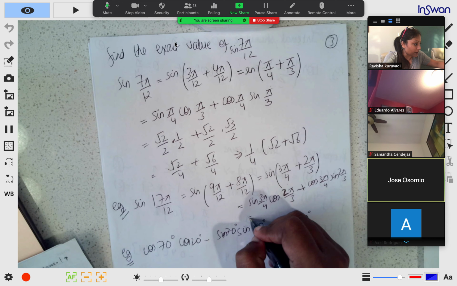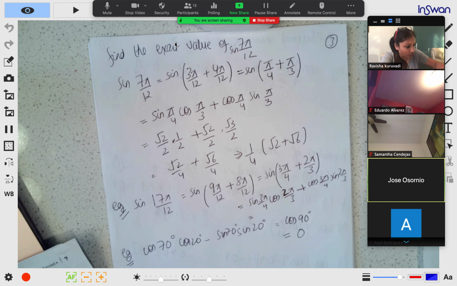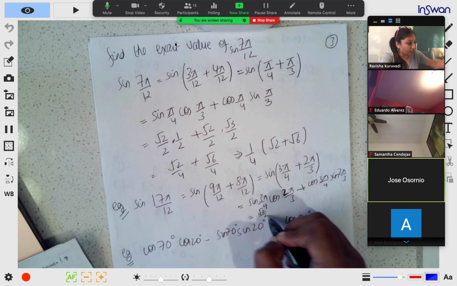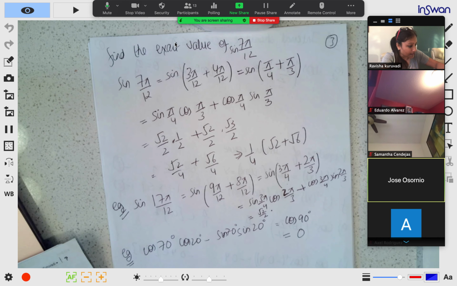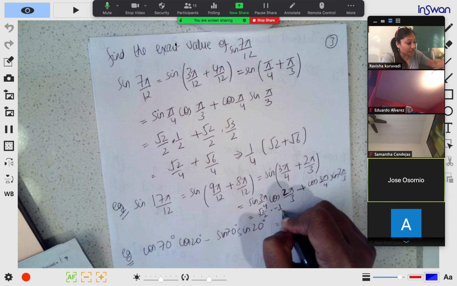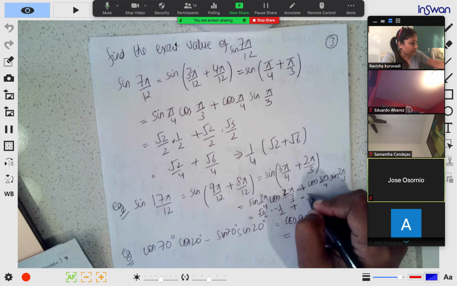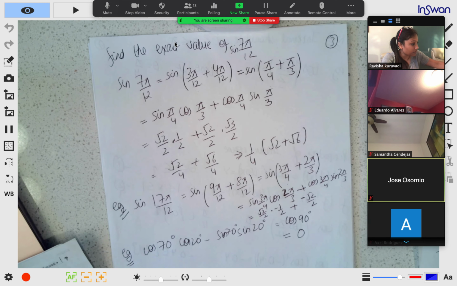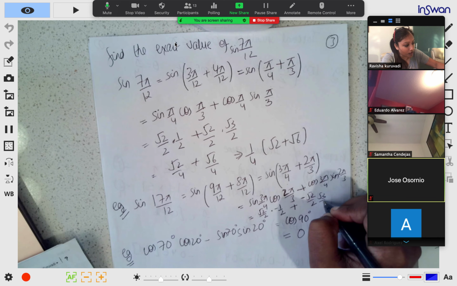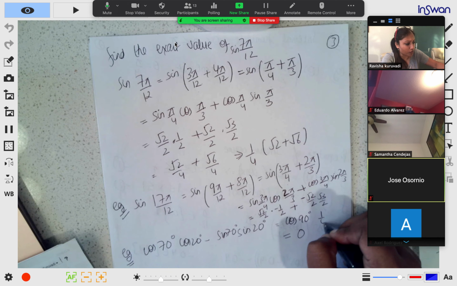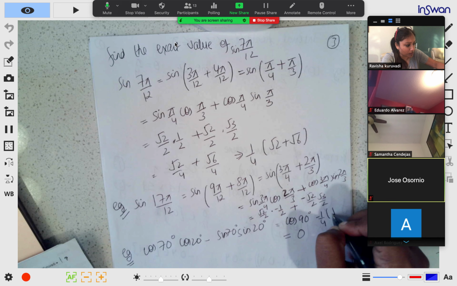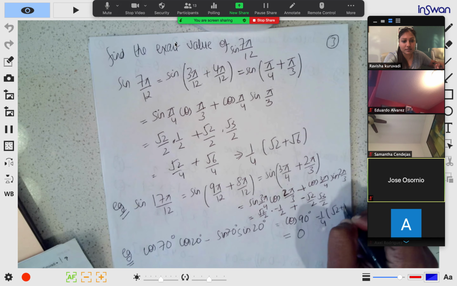Sine of 3 pi by 4 is root 2 over 2. Cosine of 2 pi over 3 is negative 1 over 2. Plus, you get cosine 3 pi over 4, which is again negative root 2 over 2, and sine 2 pi over 3 is root 3 over 2. When you solve, you will get 1 over 4 and negative 1 over 4 outside. You will be left with root 2 plus root 6.